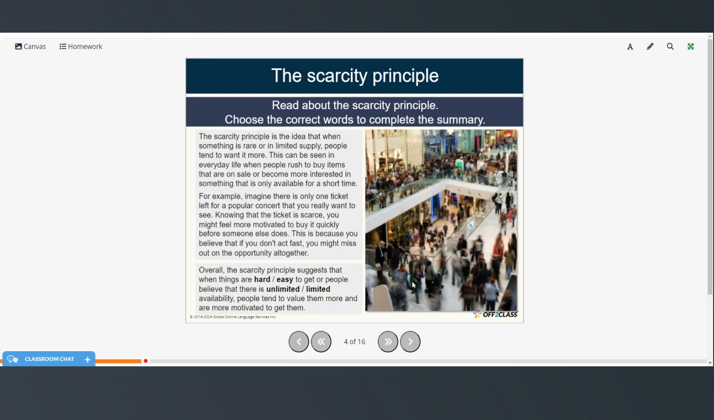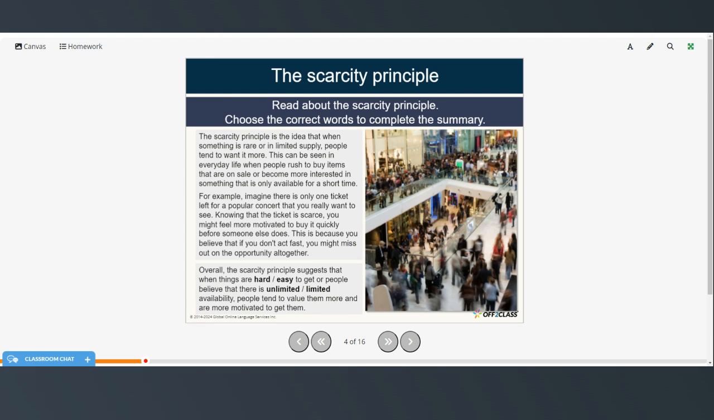All right, now we're going to talk about the scarcity principle, and then you'll choose the words to complete the summary. You can pause the video and read on your own, or you can follow along as I read. The scarcity principle is the idea that when something is rare or in limited supply, people tend to want it more. This can be seen in everyday life when people rush to buy items that are on sale or become more interested in something that is only available for a short time.